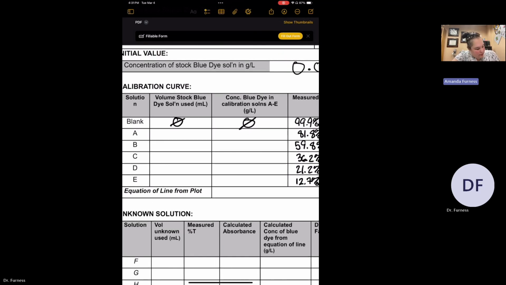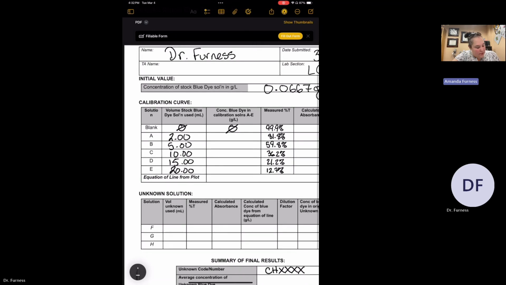So here's where we would have our 2.00 mLs. Remember, these will all have 2 decimal points because of the pipettes that we use. So this was 5.00, 10.00, 15, and 20. The concentration of the blue dye, this is what we use. So now we have, how many sig figs can this column have?